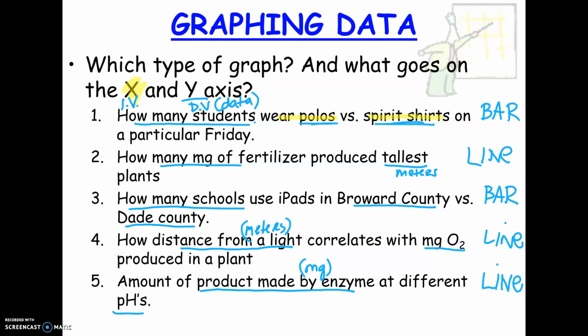All right, going back, the amount of milligrams of fertilizer that produce the tallest plant. So we're going to give them fertilizer and measure how tall they are. So our x-axis would be our milligrams of fertilizer. That's what we're giving them. Our y-axis would be their height.